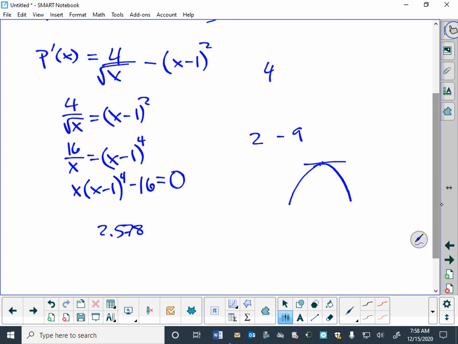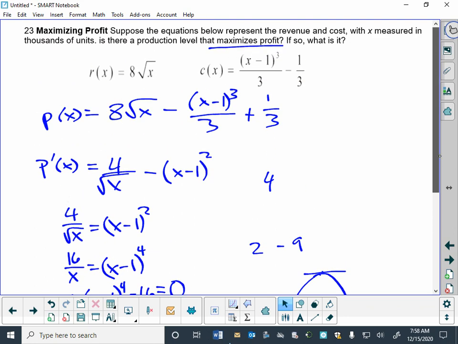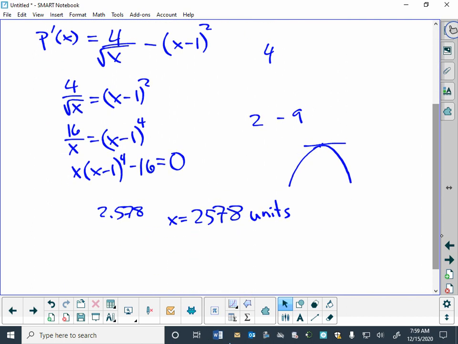So this is in its closest state here, 2,578 units. Since x was in thousands, I want to produce 2,578 units of this thing to maximize my profit. Okay. Did it ask for anything else on there? Okay, is there a production level? That is the production level that I came up with.